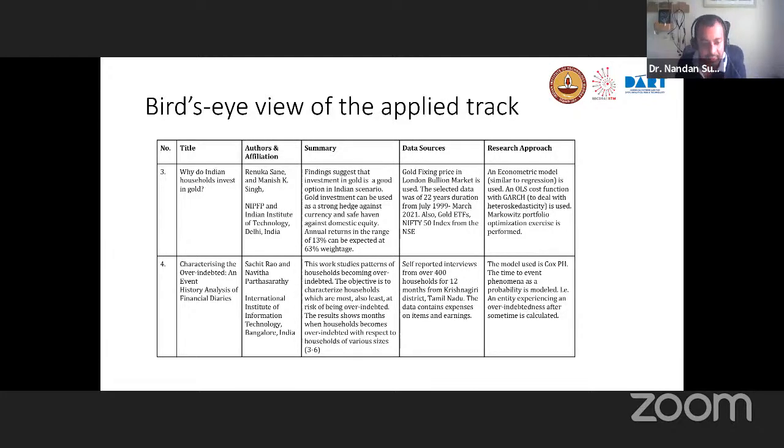From Sachit and Navita, whom we just heard from earlier today, we've been talking about over-indebted behavior, and particularly over-indebtedness from a temporal sense, and that's what I think makes this study different from the other studies that we've been looking at.